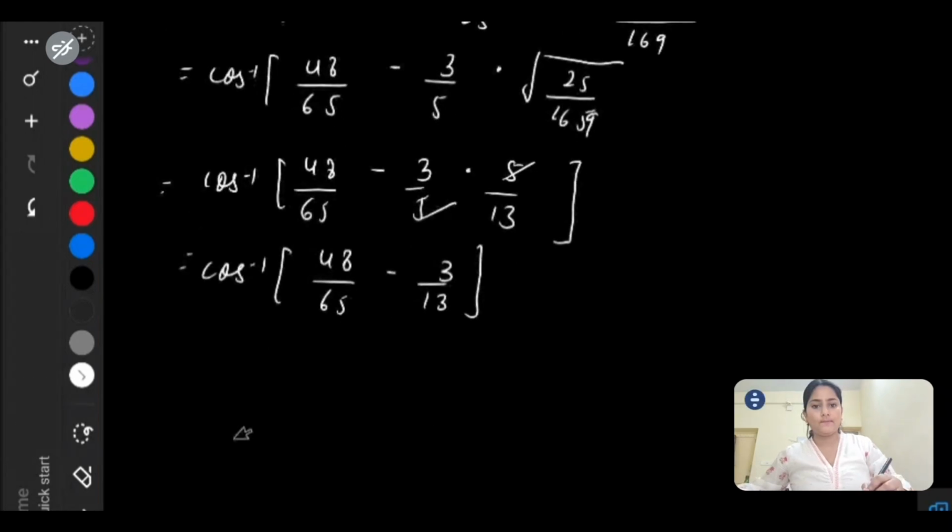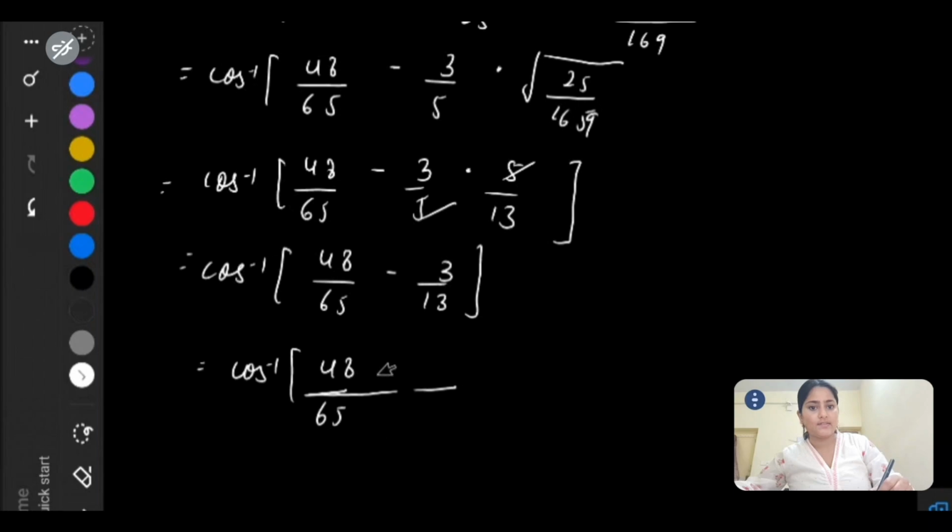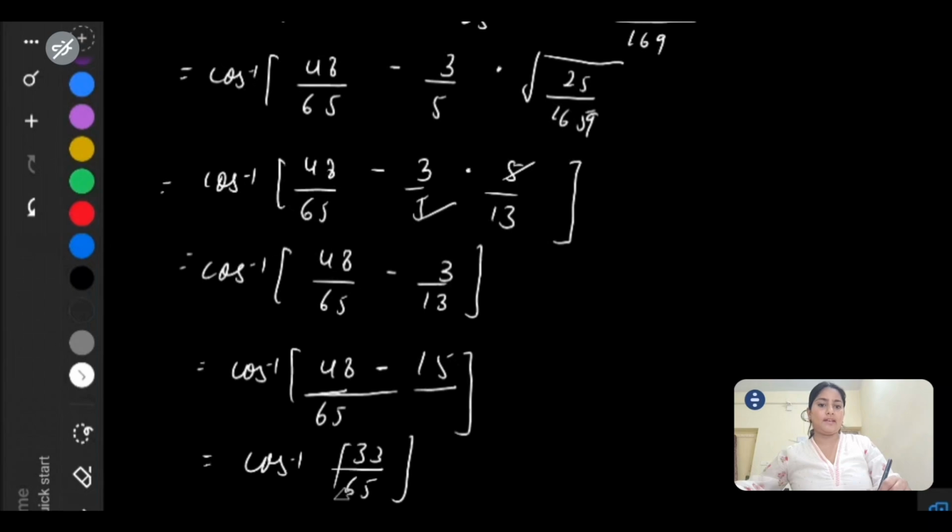We are almost there. So cos inverse 48 by 65, taking the LCM 65: 3 into 5 is 15. So cos inverse of 48 minus 15, which is 33 by 65. Now this is the same as the RHS side. So hence LHS is equal to RHS.